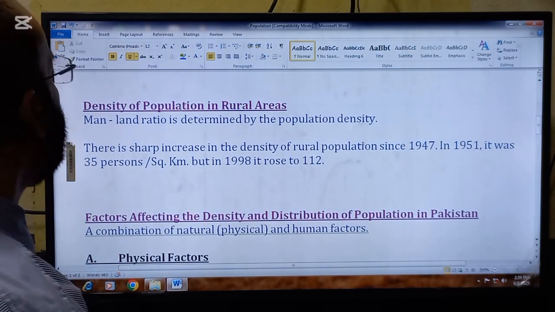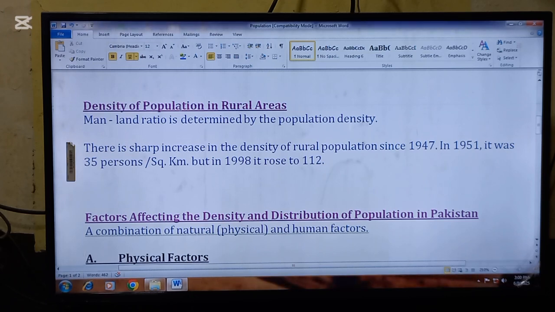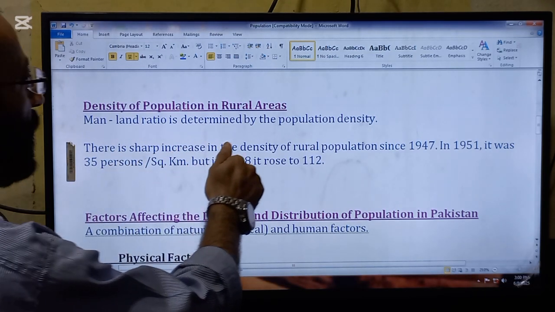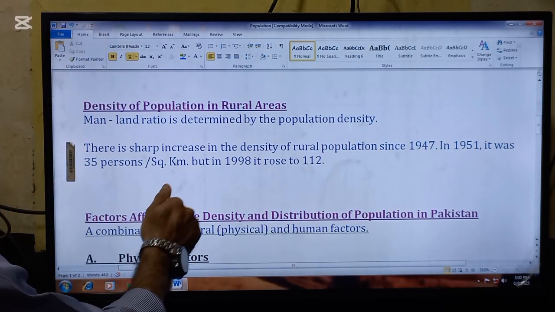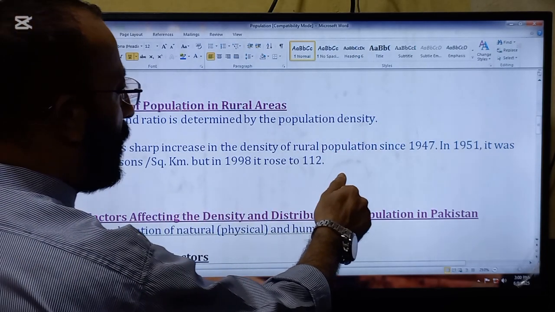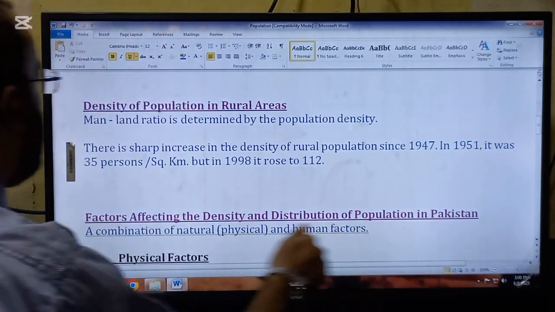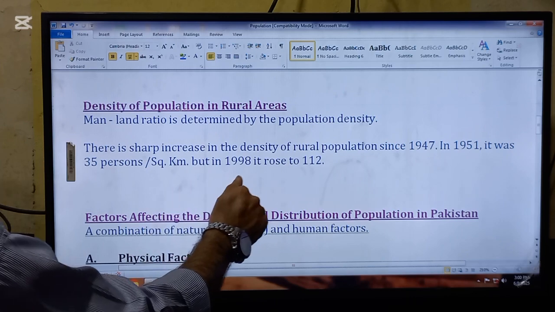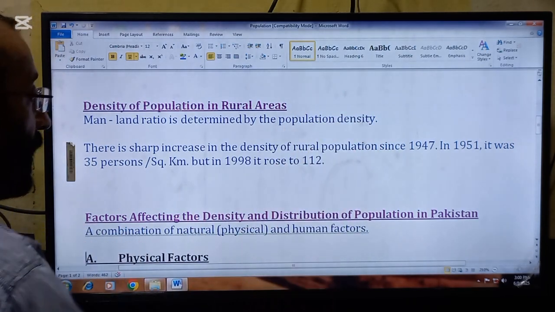Next thing which we are going to read is the density of the population in rural areas. Man to land ratio is determined by the population density. There is a sharp increase in the density of the rural population since 1947. In 1951, it was 35 per square kilometer, but in 1998, it rose to 112. So look at the sharp increase.